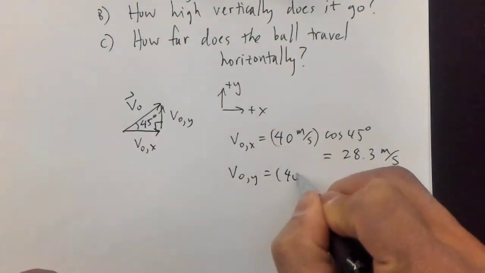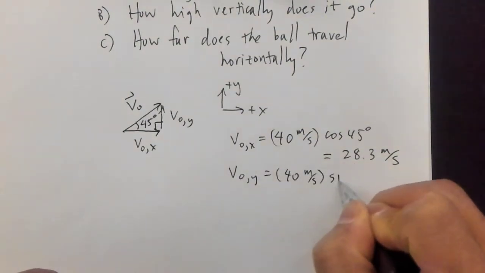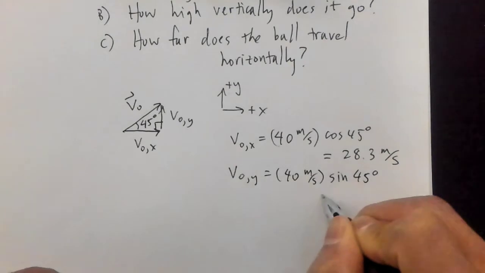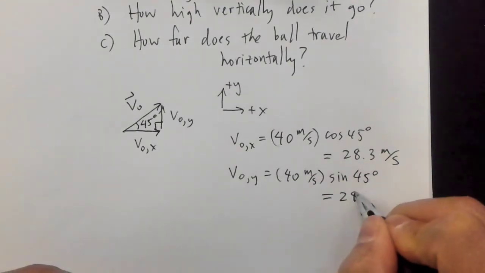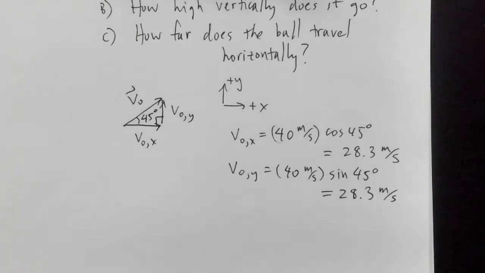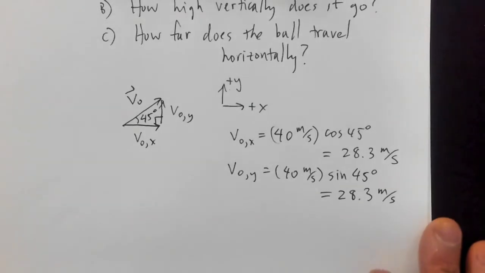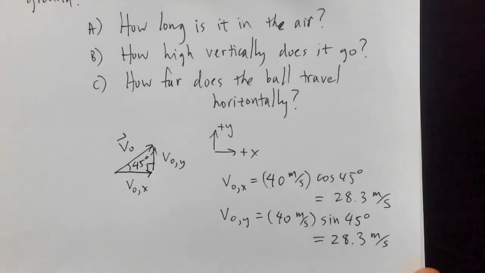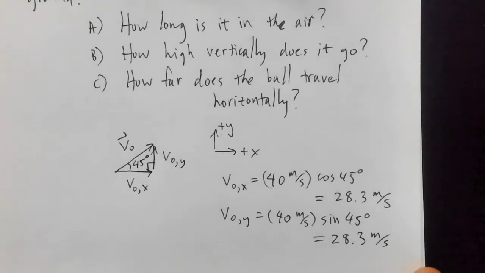V0y is 40 meters per second times the sine of 45 degrees, and that comes out also to 28.3 meters per second. Okay, because 45 is the same as 90 minus 45, exactly the same. Now we want to know what determines how long it's in the air.